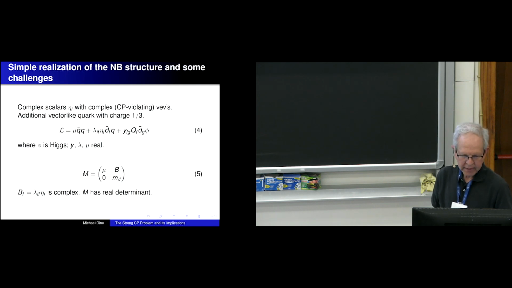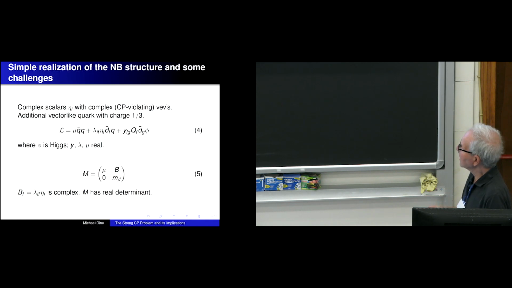A simple realization, which is basically the one that Nelson and Barr wrote down, is that suppose you have, in addition to the normal quark doublets and d quark singlet, an extra q-bar, a vector-like quark with charge 1/3, where phi is the Higgs here. And y, lambda, and mu are real because of our assumption that the theory is CP conserving. And then the mass matrix for the quarks looks like this. It has this diagonal term and a 0 and an off-diagonal term.